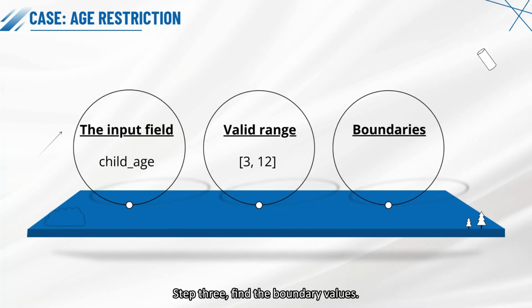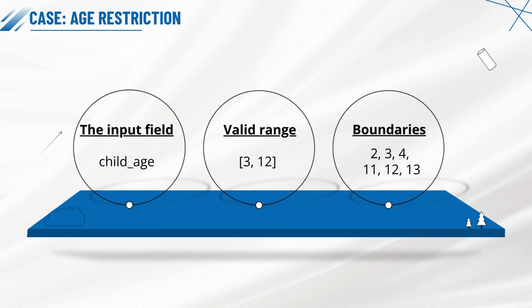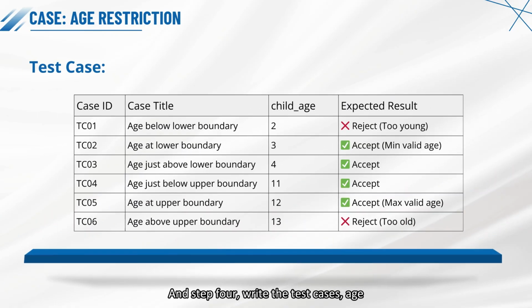Step 3. Find the boundary values. Recall the rules. BVA focuses on checking input values at, just below, and just above the edges of valid input ranges. That is, try 2, 3, 4, 11, 12, and 13. And step 4. Write the test cases. Age 3, 4, 11, and 12 should be accepted as they are within range. Age 2 and 13 should be rejected as they are out of range.